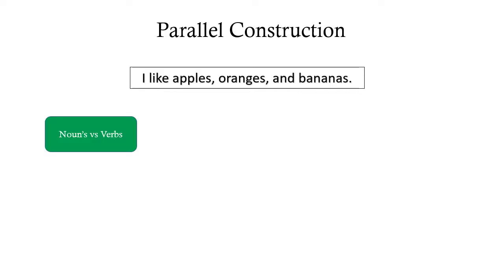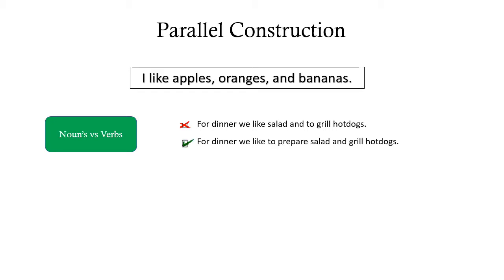A common mistake is to mix up nouns and verbs. Check out this sentence. For dinner, we like salad and to grill hot dogs. Here, the noun salad is being listed with the verb grill. A better way to write this sentence would be, for dinner, we like to prepare salad and grill hot dogs, to make it two verbs.